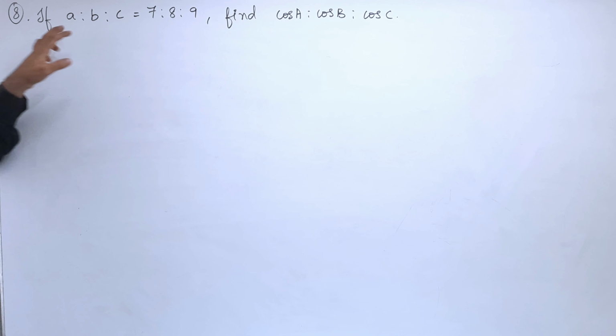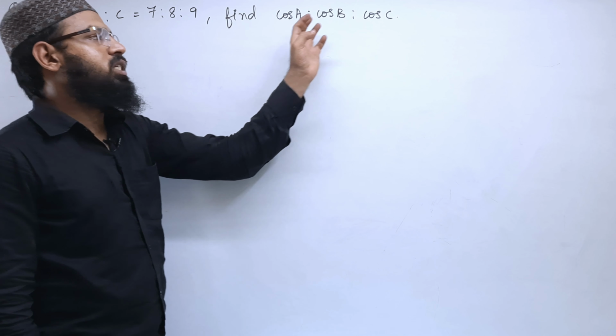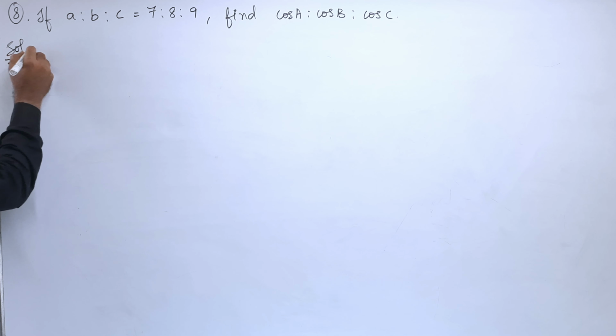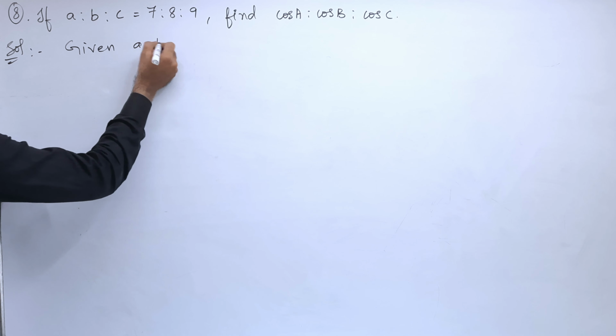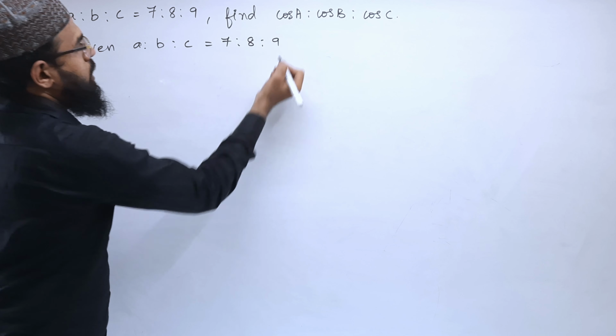Eighth problem: if a : b : c = 7 : 8 : 9, find cos A : cos B : cos C. So let us start the solution. In the solution, let us write what is given. Given a : b : c = 7 : 8 : 9.